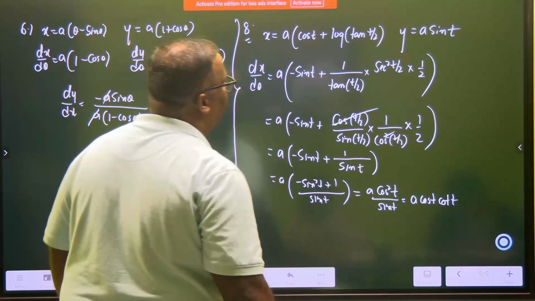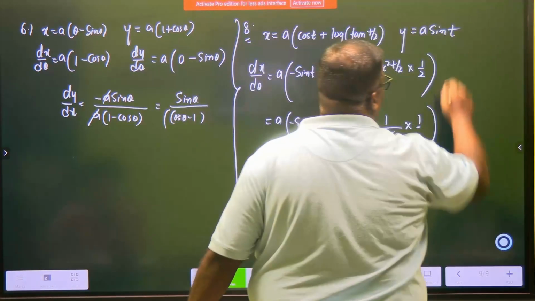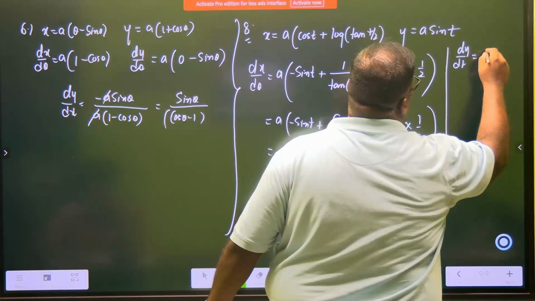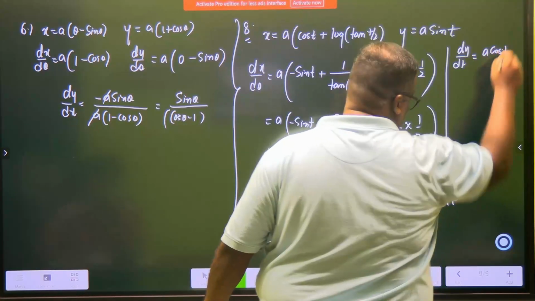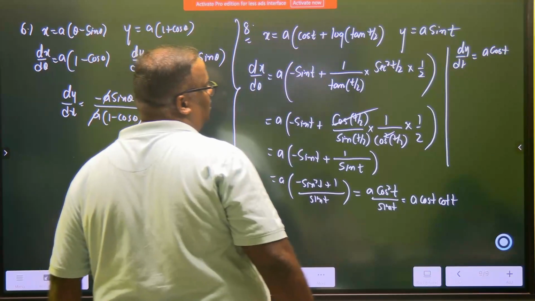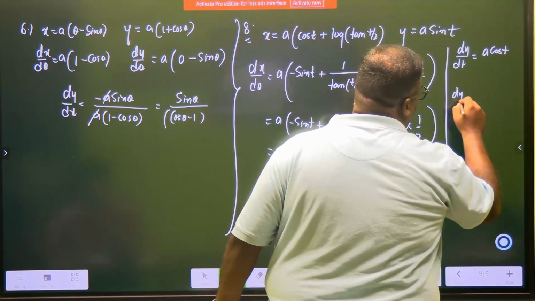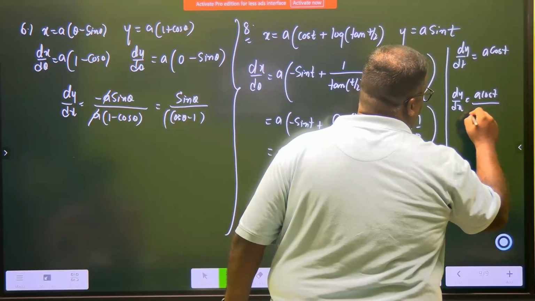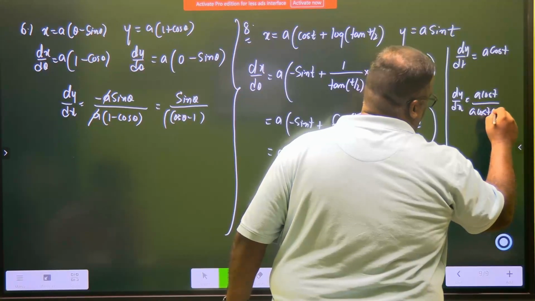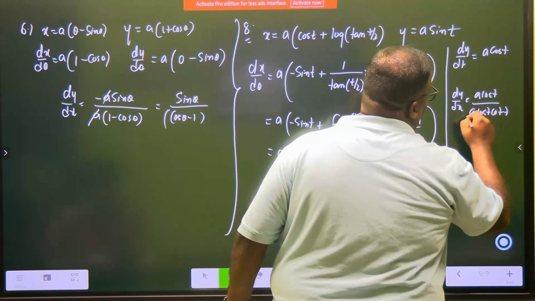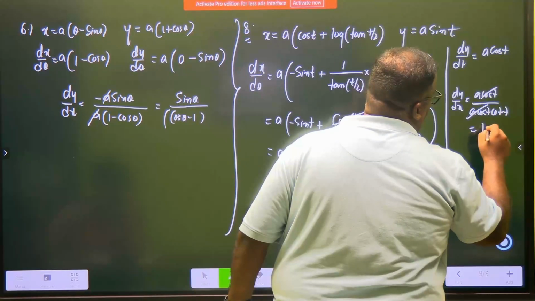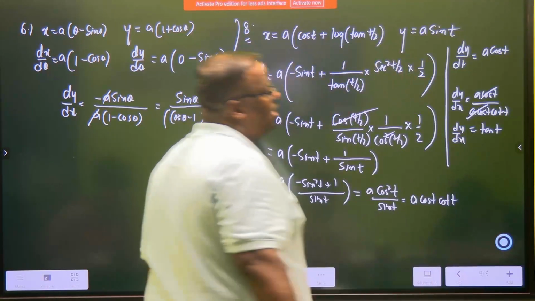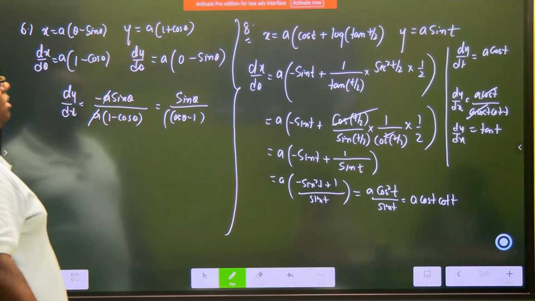Okay. And dy by dt is a cos t. Sure? So now dy by dx is a cos t divided by a cos t cot t. So a cos t or cot t, this is tan t. Look at the answer. This is number 8.